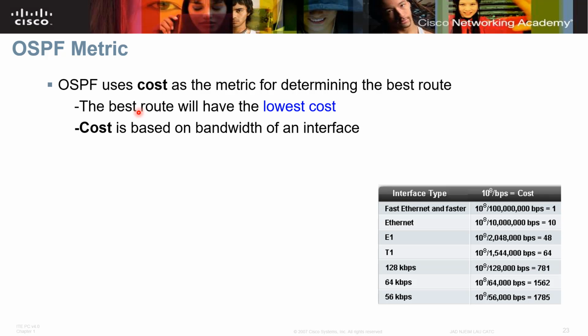And I need to select the route with the lowest cost. So the cost function of the bandwidth will be proportional to the bandwidth or inversely proportional to the bandwidth? Inverse, exactly. And it's better to have more bandwidth. So if a specific route has large bandwidth, it means it's better for me to select it. That means the cost is low.